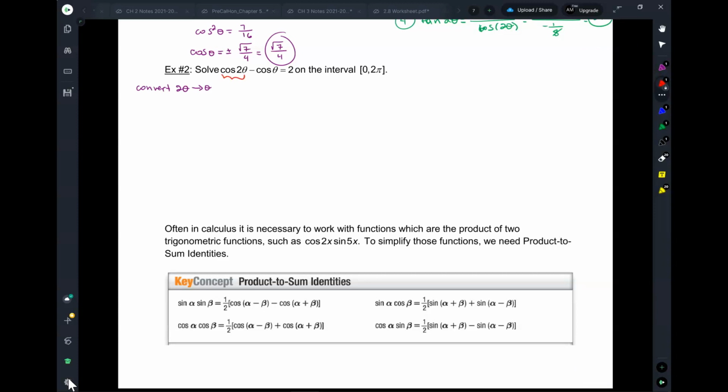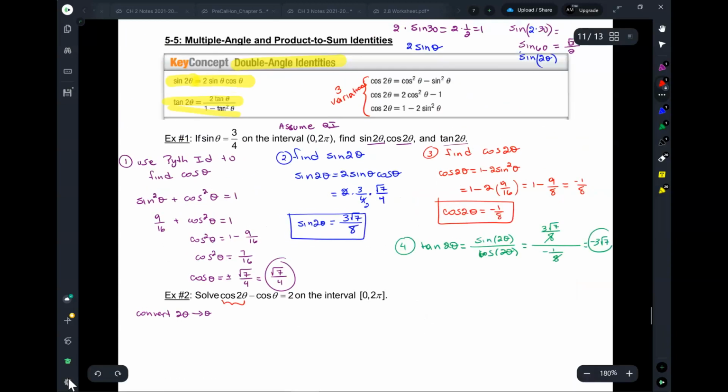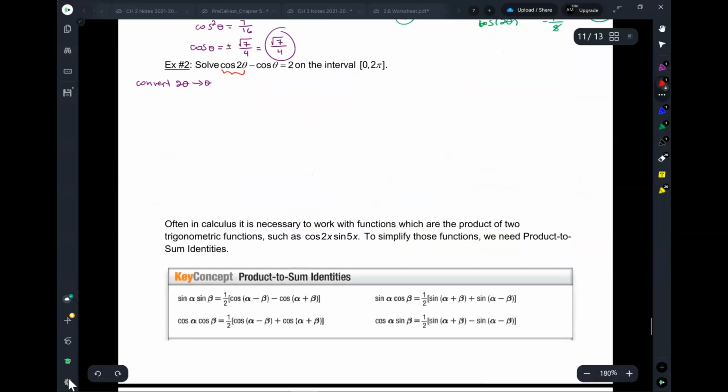Is there a substitution for cosine 2 theta? There is. There's a whole bunch of identities here. So now it makes a difference which one you choose. You have 3 choices. Everything else in the equation is cosine, so it would make sense to use the cosine one. So we're going to make that 2 cosine squared theta.